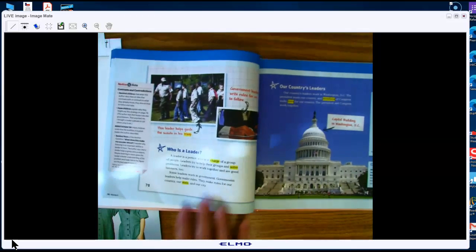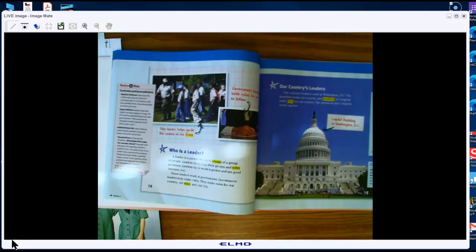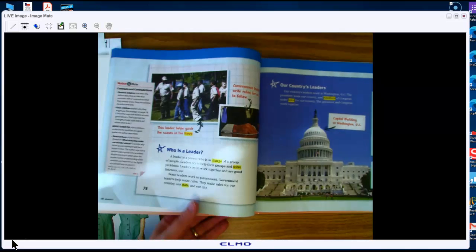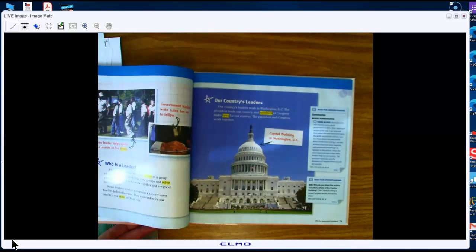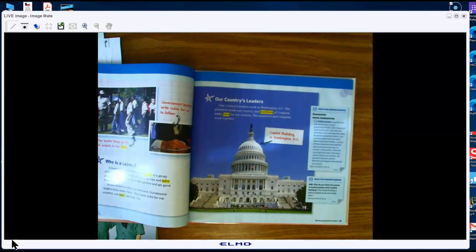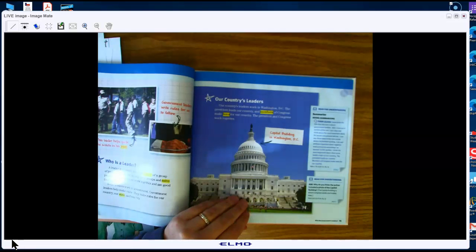A leader is a person who's in charge of a group of people. Leaders try to help their groups and solve problems. Leaders try to work together and are good listeners too. Some leaders work in government. Government leaders make rules. They make rules for our country, our state, and our city. Our country's leaders work in Washington, D.C. The president leads our country, and members of Congress make laws for our country. The president and Congress work together.